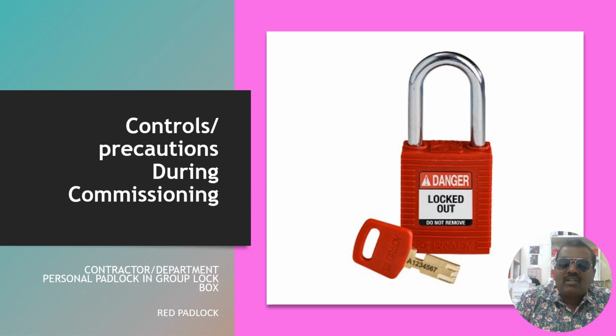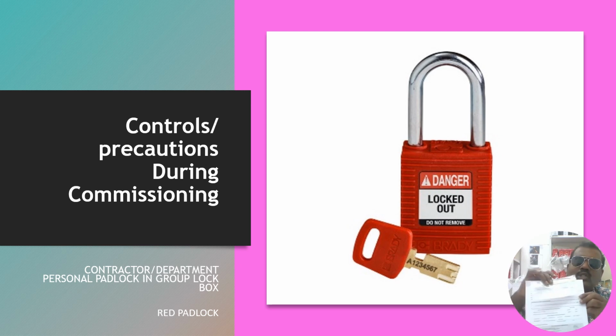Each isolation certificate will have a unique number. This red padlock key will be handed over to the permit receiver with the permit in a ziplock bag. In this ziplock bag, we can place the key and give it to them. While he finishes his work, he closes the work permit.